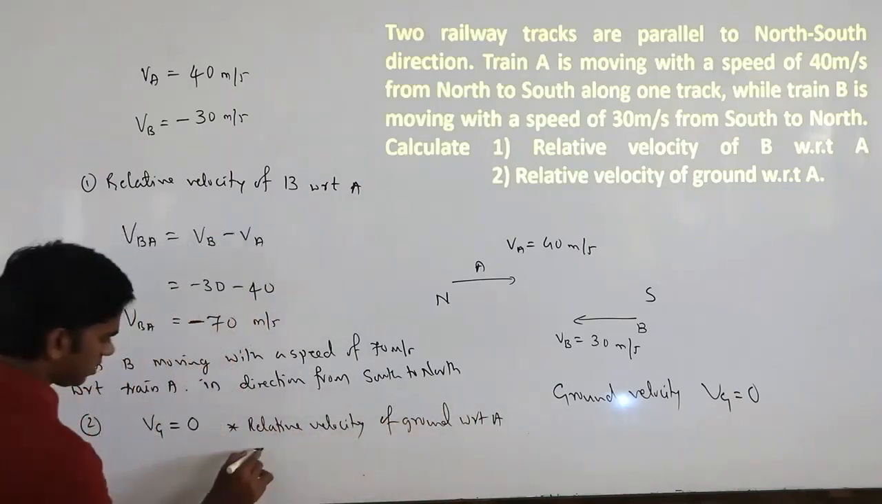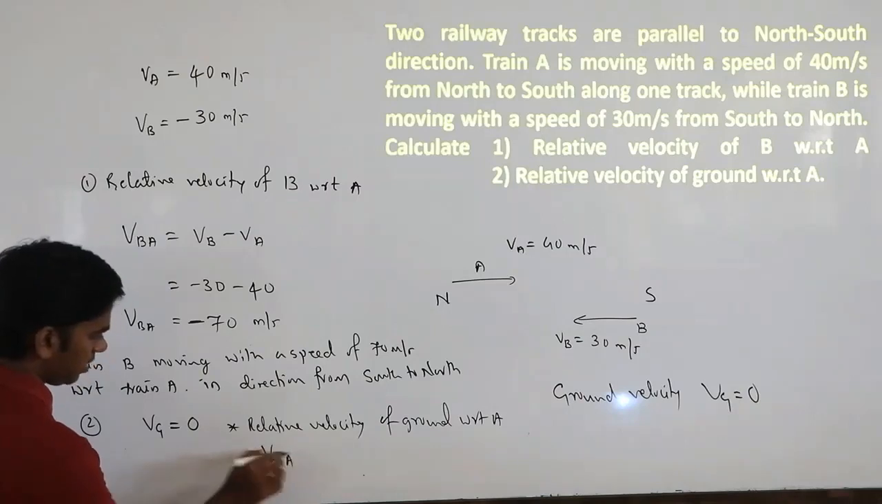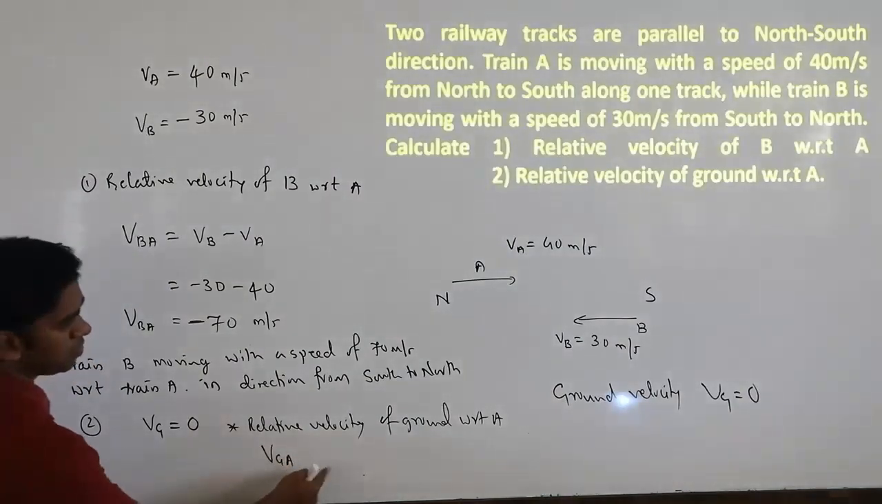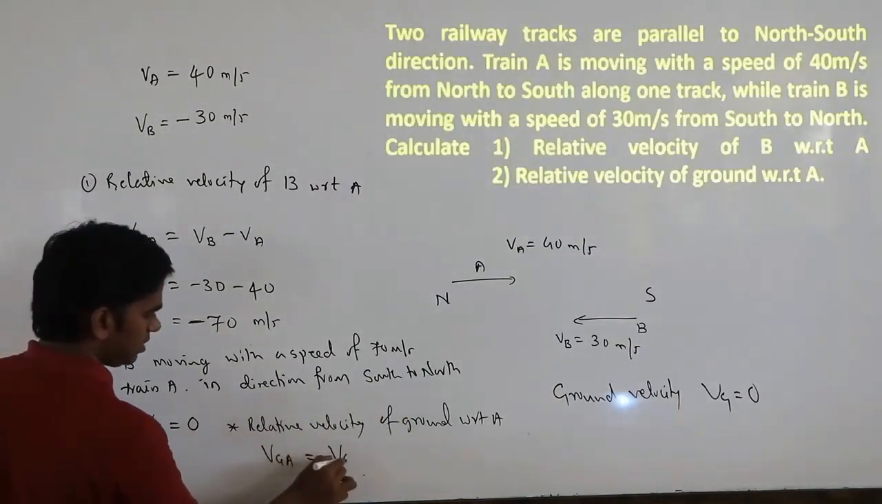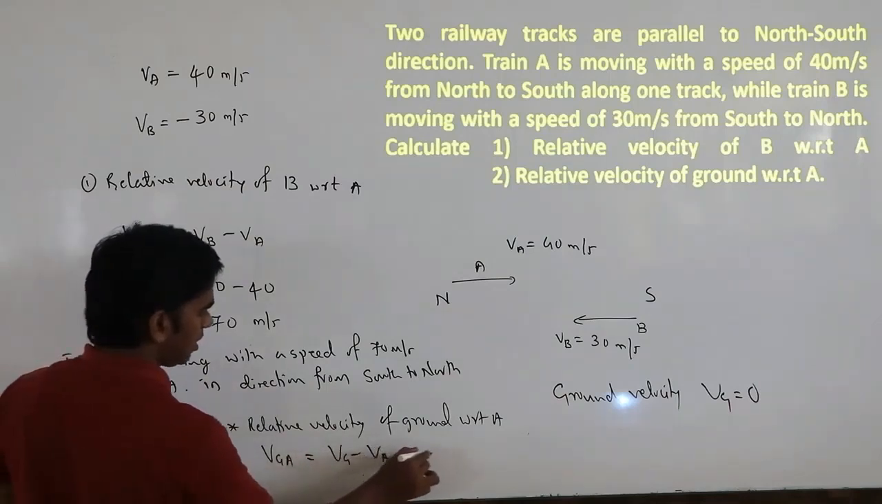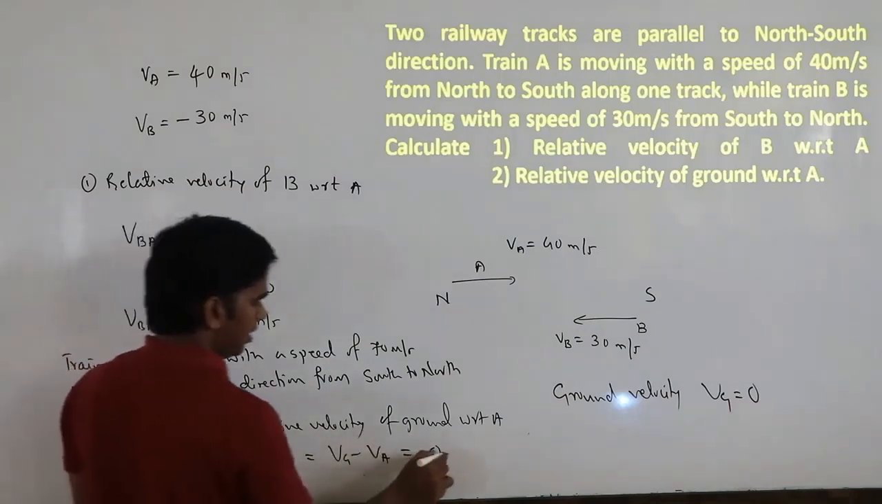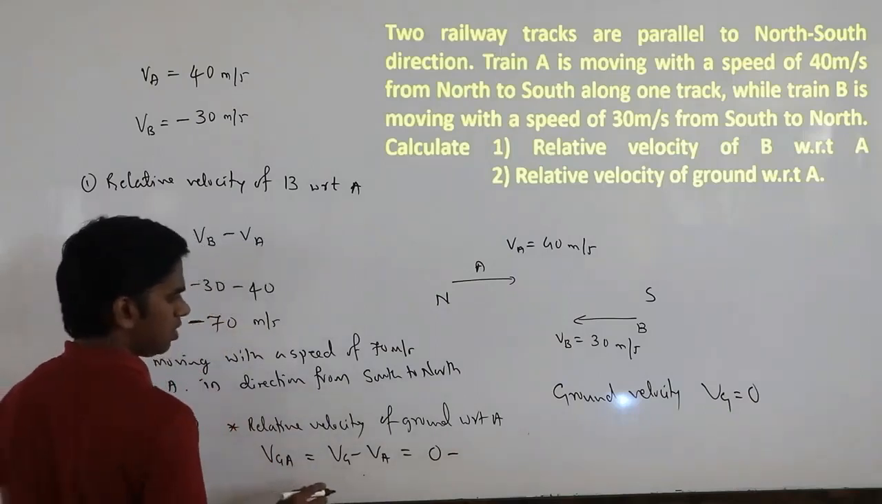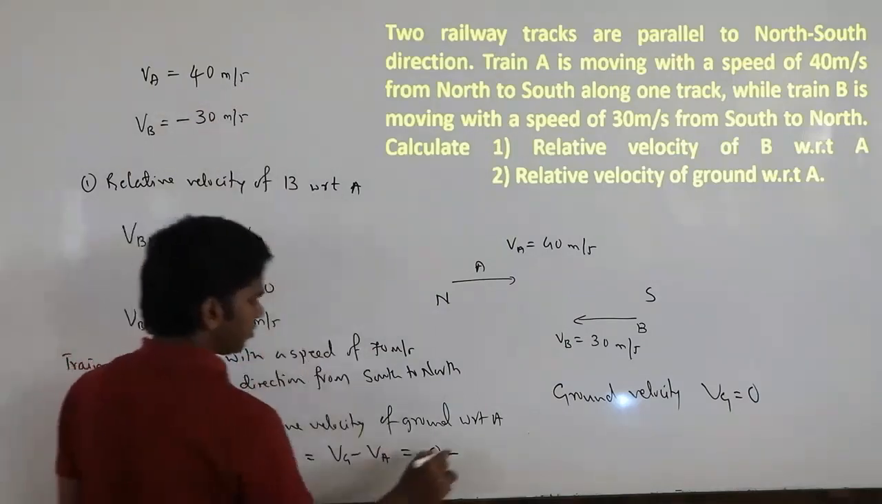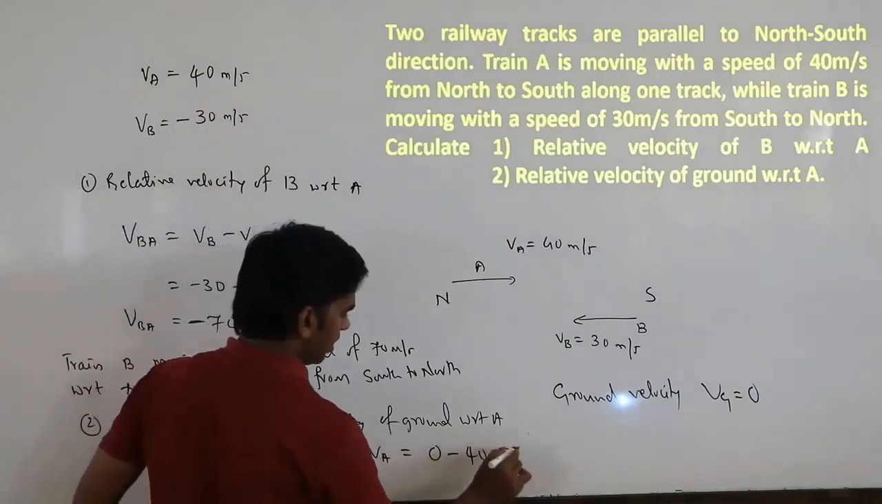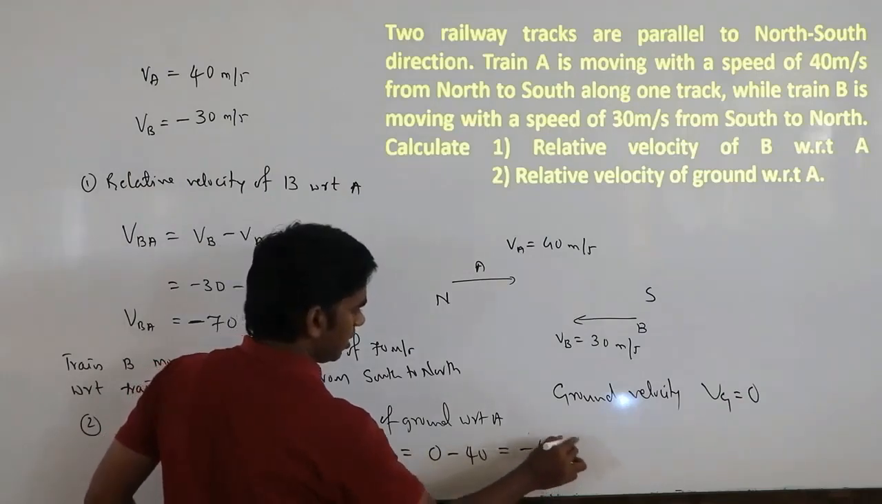What can you write? VGA, the relative velocity of ground with respect to A, is Vg minus Va. Vg is 0, and Va is plus 40. So the answer is coming minus 40 meters per second.